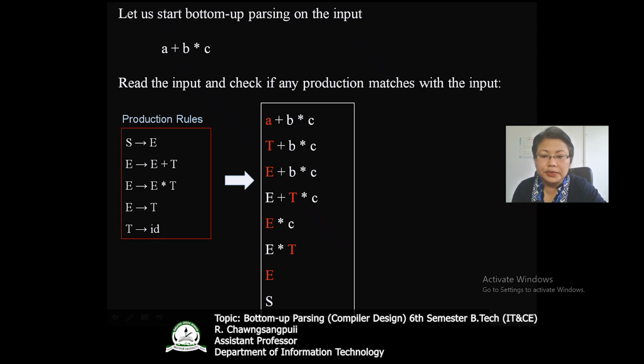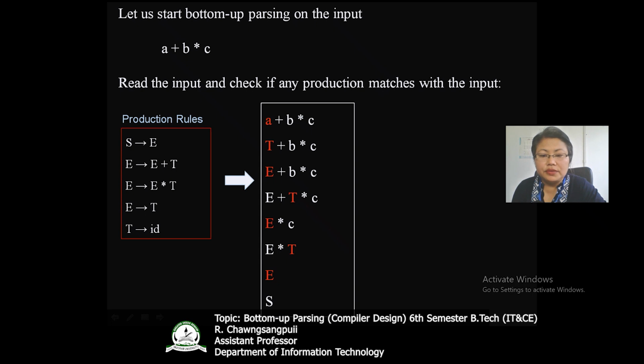Now in the place of B, in the next line, B is ID. So instead of B, we can use the production rule. T can have the form ID again. So this B will be replaced by T, and again this will be remaining as it is.